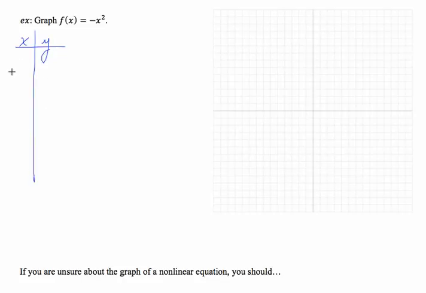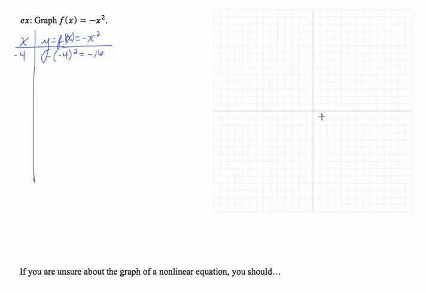Okay, so let's choose some x values, both negative and positive. I'm going to go out to about negative 4. If x is negative 4, really this should say f of x up here. F of x, which is the negative of x squared, that would be the negative of negative 4 squared. So negative 4 squared is 16, and this negative hangs along, so we have negative 16.